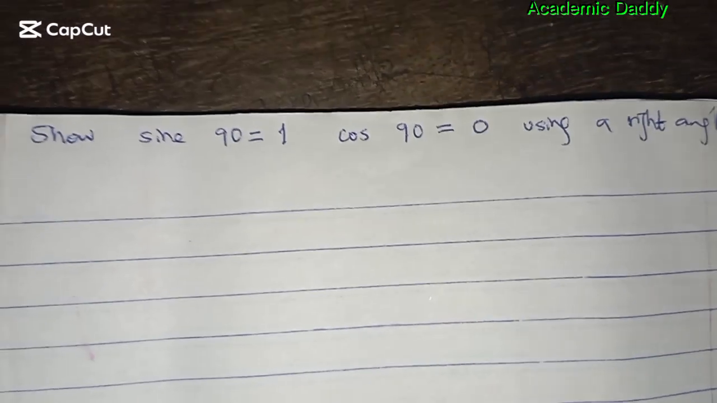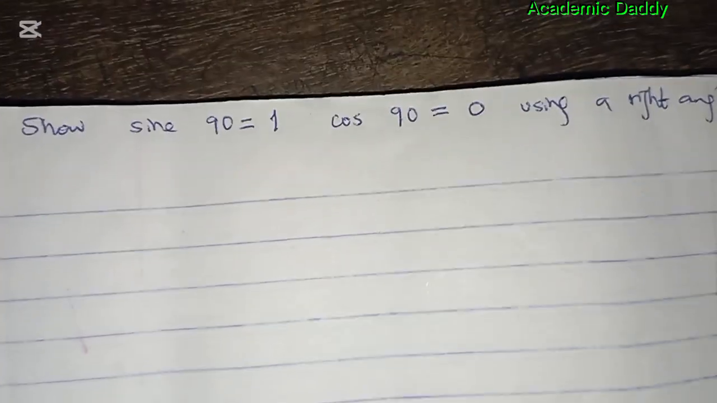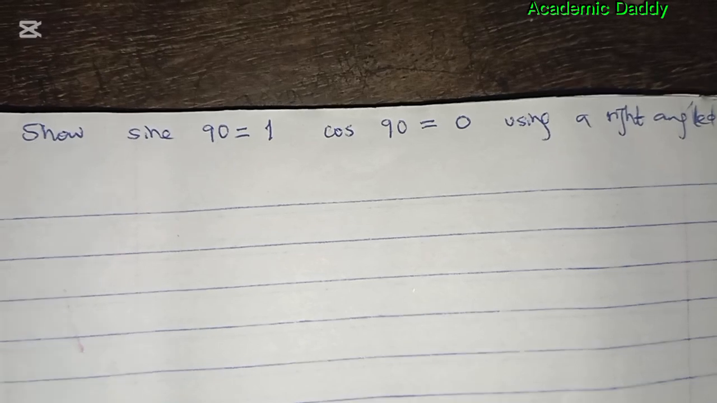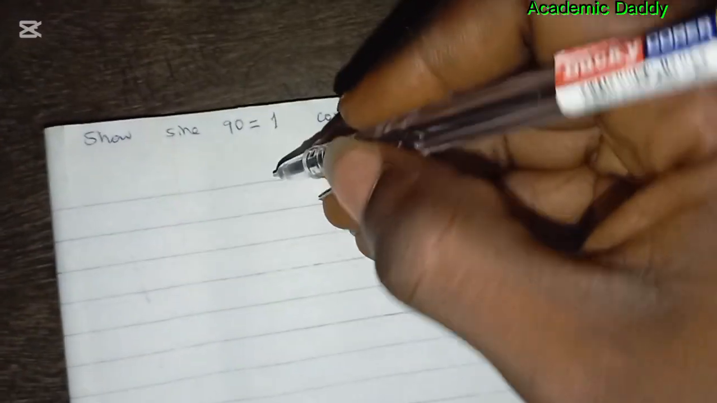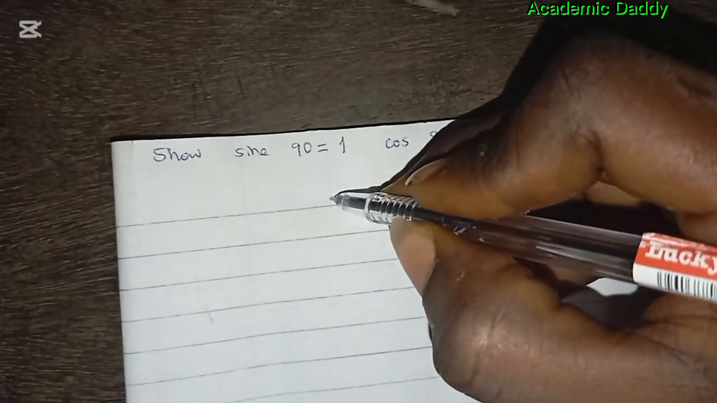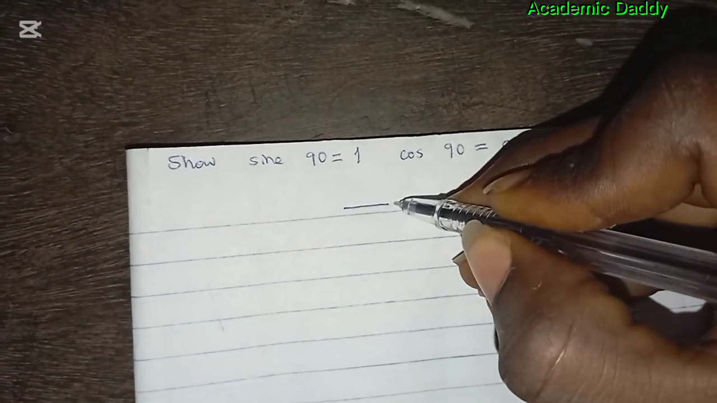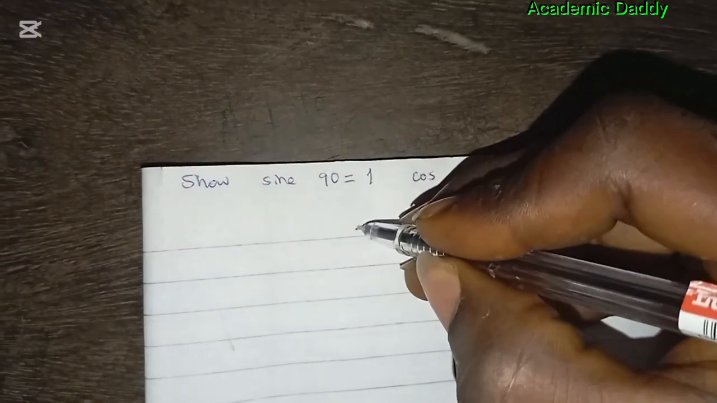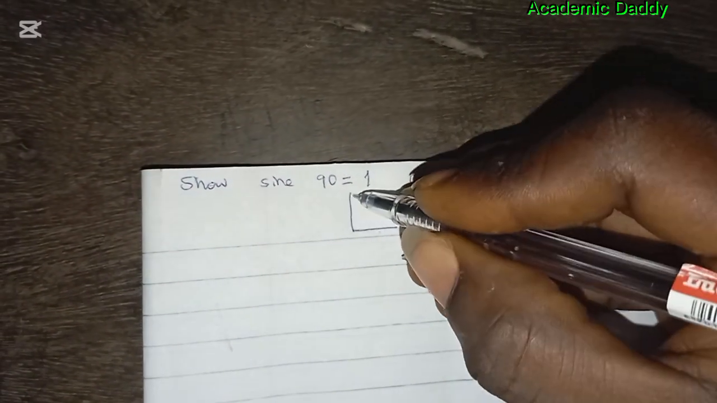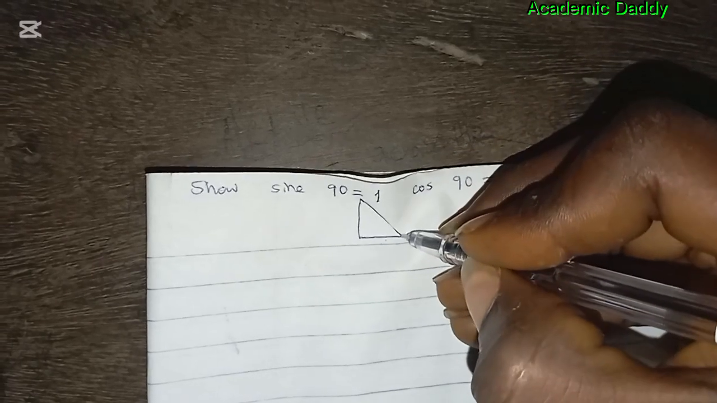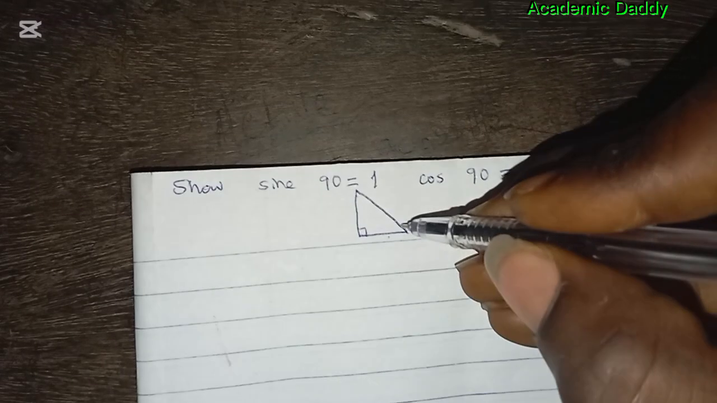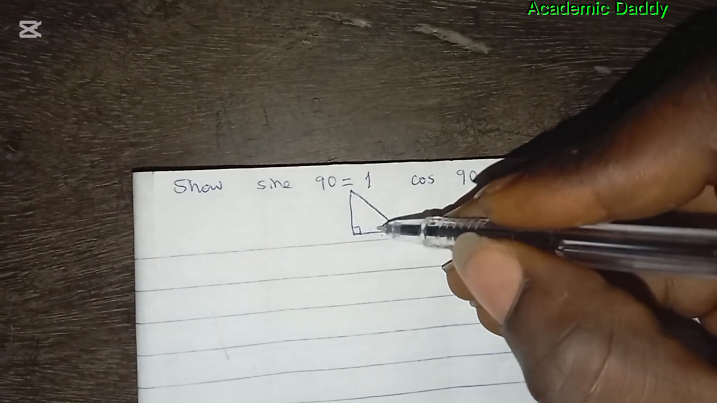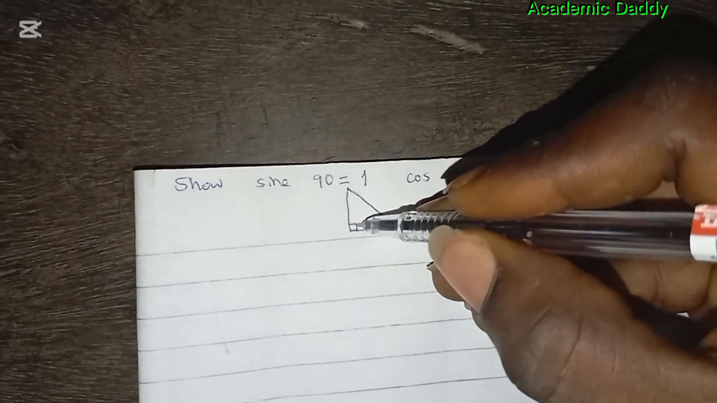Alright, the question says show sine 90 equals 1 and cos 90 equals 0 using a right angle triangle. One thing I want you to understand is that when you talk about the measure of an angle, you always start from the x-axis. If this is the x-axis, everything I have here should be giving me 90 degrees. That's a right angle. The angle here is 90 degrees, so it's not like the other angles where I come and stay here and check something. This is 90 degrees already.